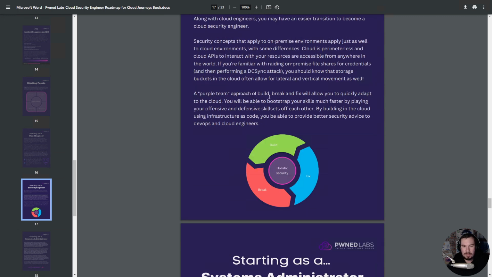A purple team approach of build, break, and fix will allow you to quickly adapt to the cloud. You'll be able to bootstrap your skills much faster by playing your offensive and defensive skill sets off each other, right? Challenge yourself by building in the cloud using infrastructure as code. You will be able to provide better security advice to DevOps and cloud engineers.